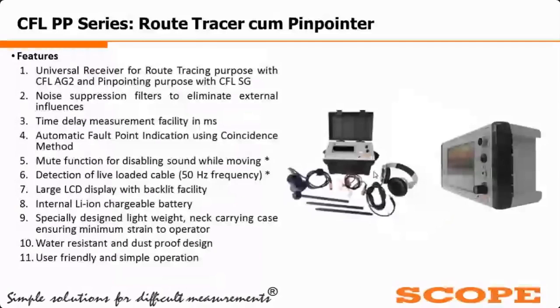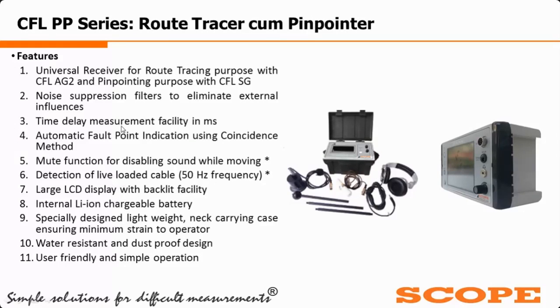Next one is the cable fault pinpointing series. So Scope has a universal receiver for route tracing and pinpointing of the fault with the help of a surge generator, so it is called a universal receiver. Scope has the CFL-PP series with two models, CFL-PP3 and CFL-PP3 Plus, in which the higher model offers detection of live loaded cables and mute functions.